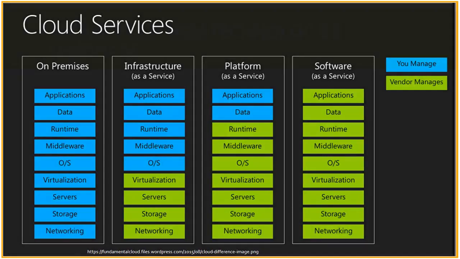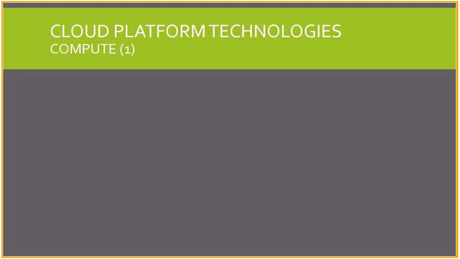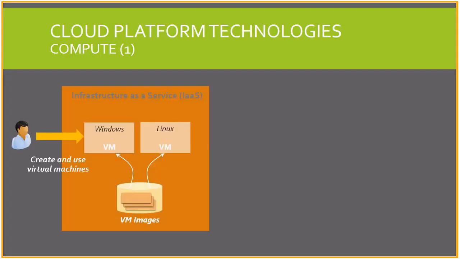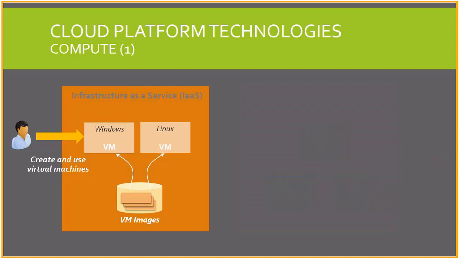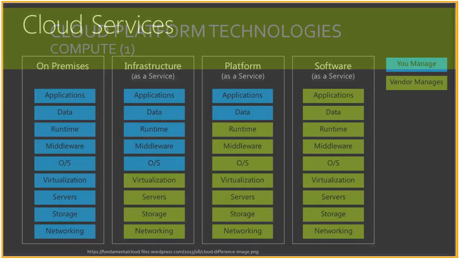Okay, now let's go to the other slide. Here we have explained infrastructure as a service in detail. As you can see, in infrastructure as a service, we can create a virtual machine, right? And it can be Windows, it can be Linux, depending upon your requirement. And then there is another term which is new right now, that is container as a service. We have not discussed that in our previous slide.